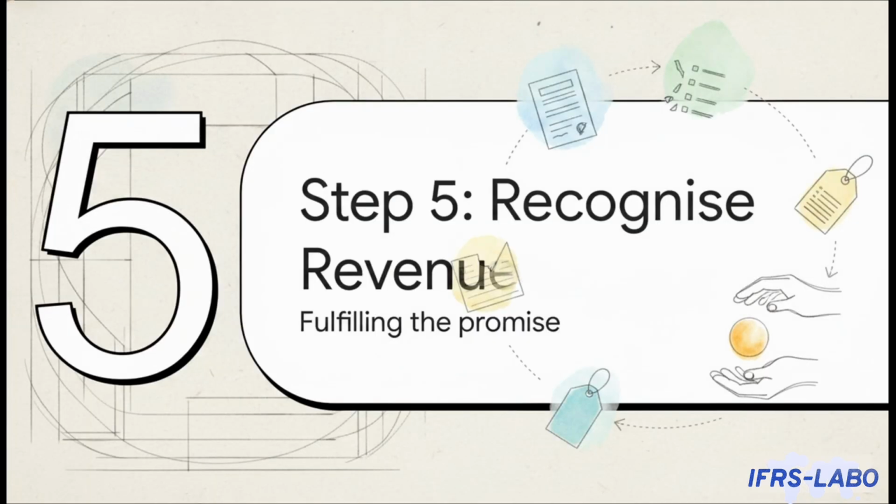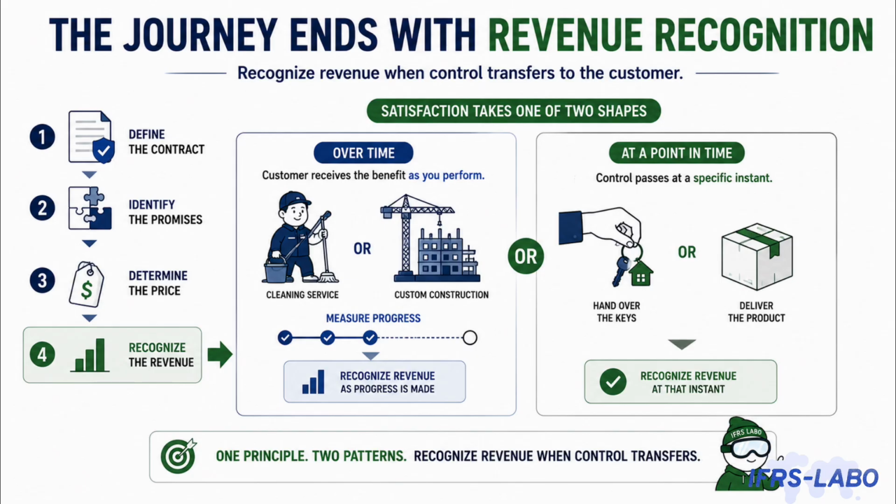Section 5. Step 5. Recognizing revenue. Fulfilling the promise. This brings our architectural journey full circle. We've defined the contract, split up the promises, and priced them out. Now we finally recognize the revenue, the exact moment control of the good or service transfers to the customer.